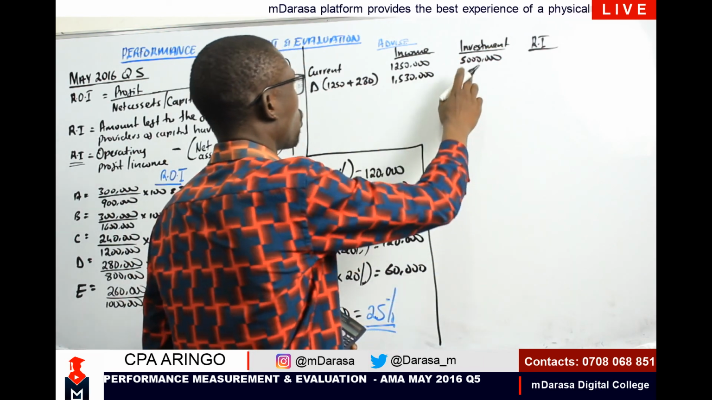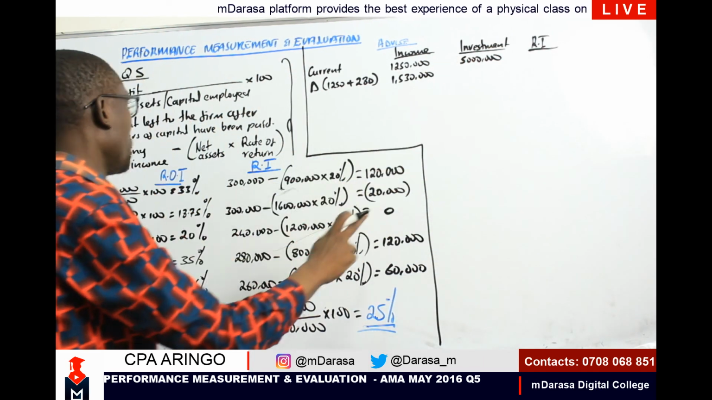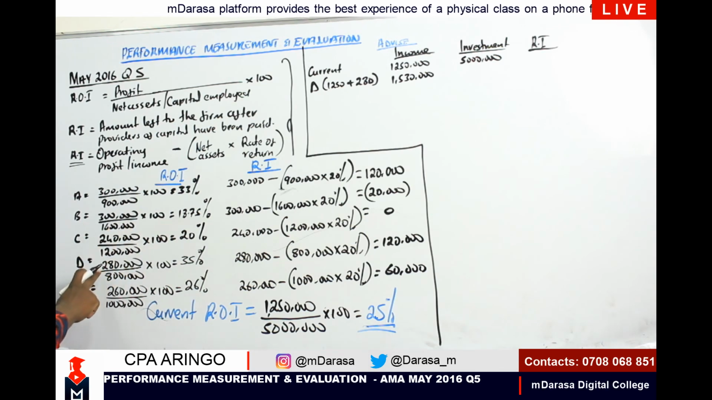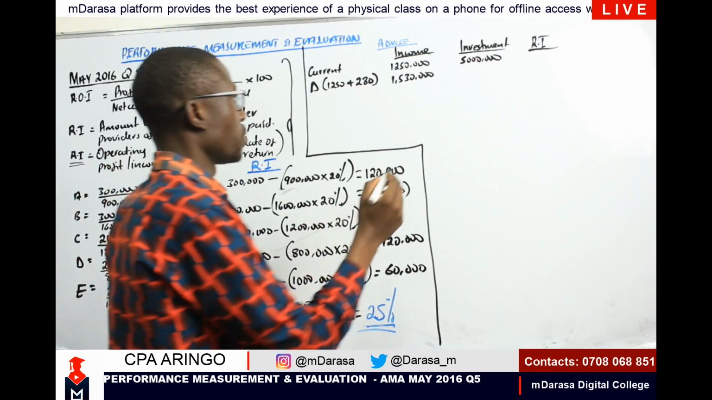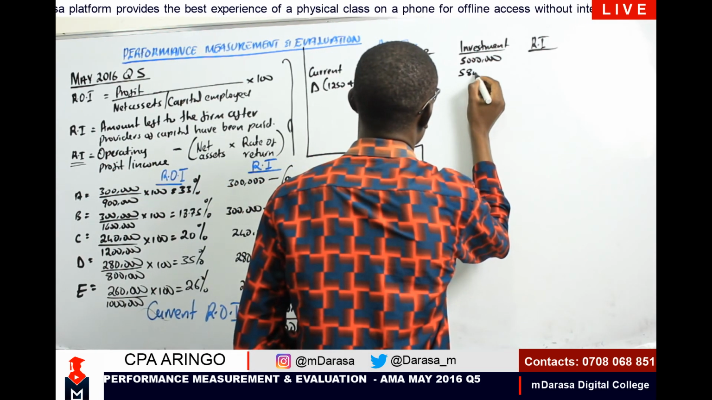What about our investment here? Our investment, I'm going to take the 5 million, we add the investment that we'll be having for D, which is 800. So this should give us our 5.8.